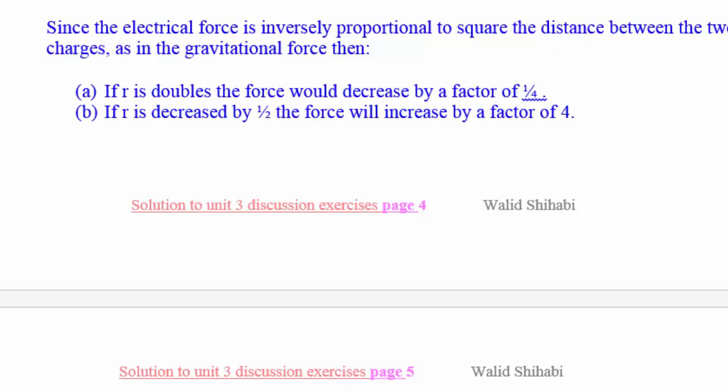When you decrease the distance by 1/2, the inverse square dictates that you inverse the 1/2, which will give you 2, and then you have to square it. It's inverse, then square. So 1/2 inverse will become 2, square it, it will become 4, meaning the force will increase 4-fold. It will quadruple.